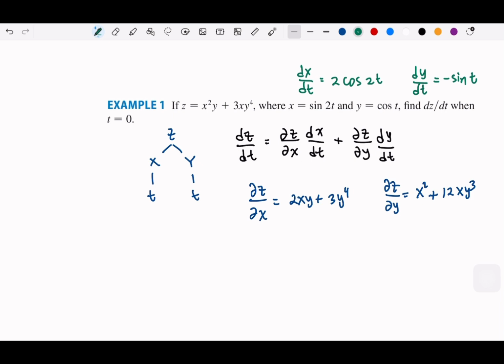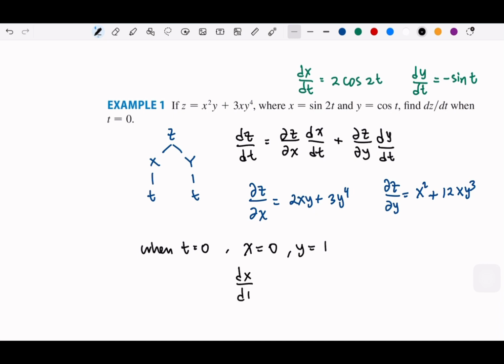To help analyze the formulations, we take t equals 0, because this is the question: we need to compute the formulations when t is equal to 0. Then x is sine 0, which is 0, and y is cosine 0, which is 1.